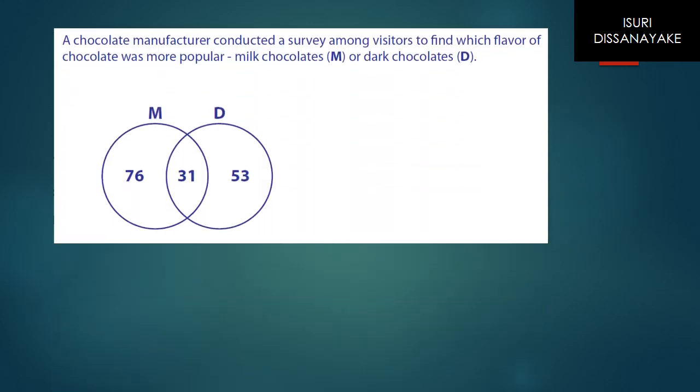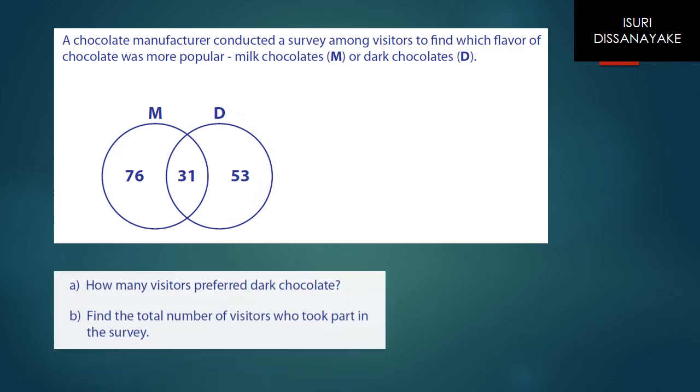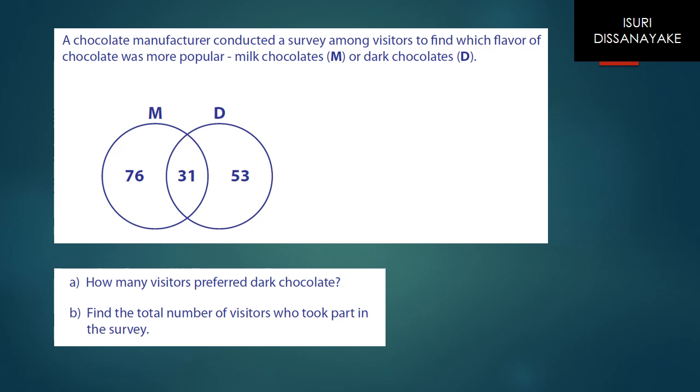The next question is, a chocolate manufacturer conducted a survey among visitors to find which flavor of chocolate was more popular, milk chocolates or dark chocolates. So you can see under the milk chocolate, that's the circle. This is the dark chocolate. So what's the first question? How many visitors preferred dark chocolate? No debates. Don't think of anything else. Just consider this word dark chocolate. This is dark chocolate. So that is 31 plus 53, which is 84.